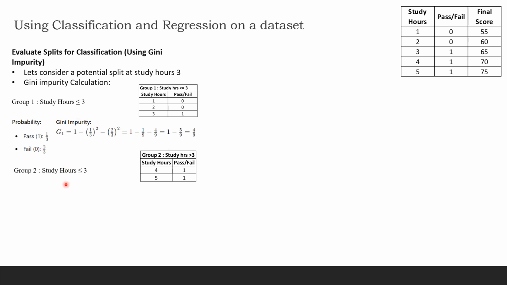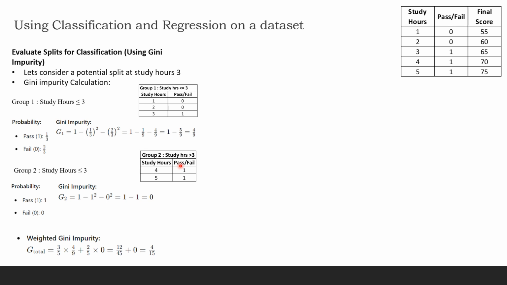Then we see the second group, where this is actually wrongly written, where the study hours are greater than 3, which is 4 and 5, and both of them are passing. The Gini impurity is 0 because we have homogeneous values. This is the least impure data set, and we get a weighted average of both these Gini impurities, which is 4 by 15. We have the weights here and we have the values here.